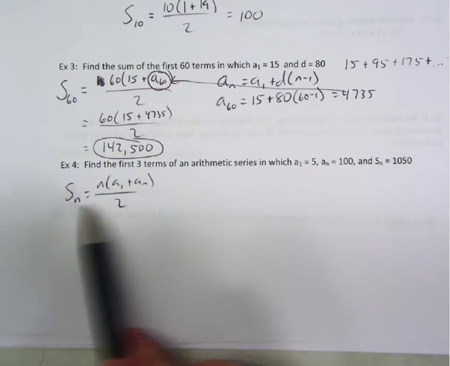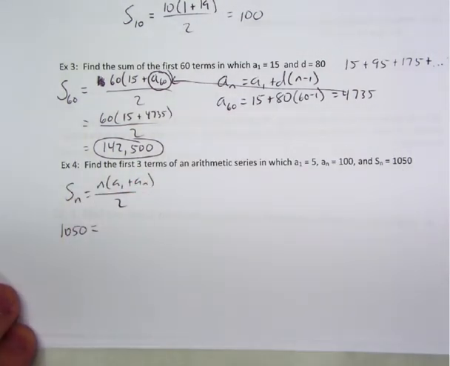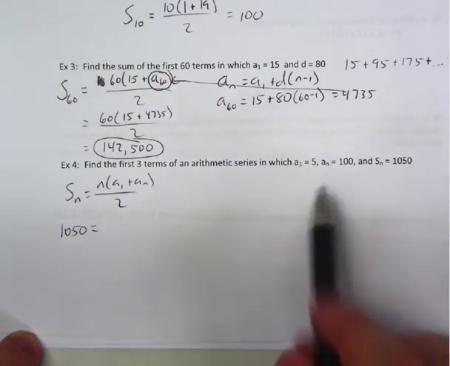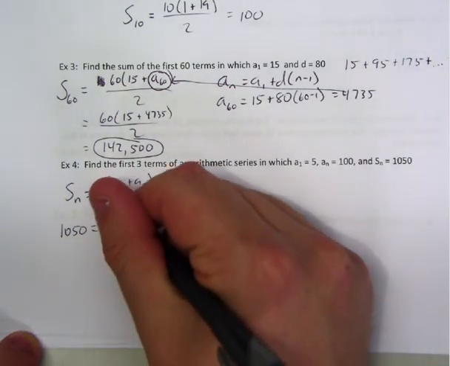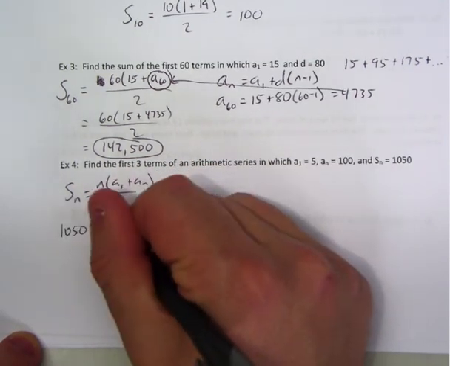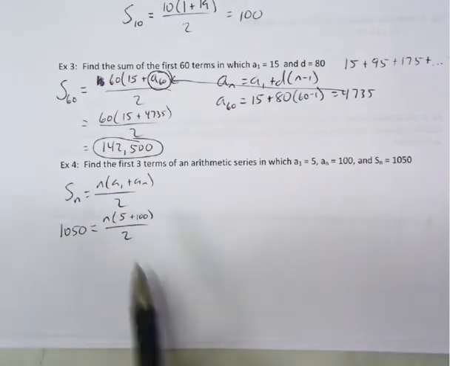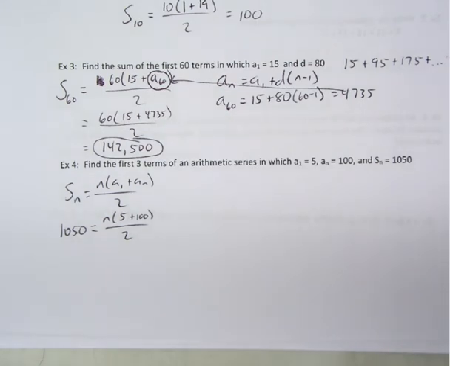Well, I know S sub n is 1050. They tell me that. I don't know n in here. It doesn't tell me how many terms. I know the first term is 5. I know the last term is 100, divided by 2. So I didn't know exactly where I was heading, but now I have this equation that at least now I could figure out how many numbers we were adding to get this sum. Now that's not going to answer the question, but that's going to help us here soon.